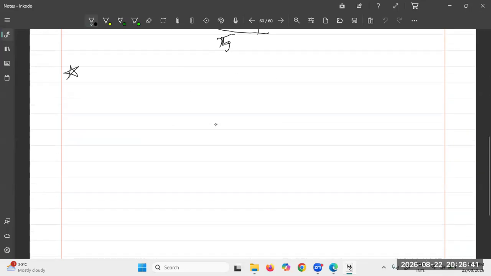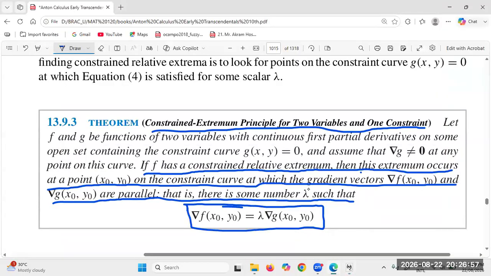So another problem is, I'm taking a problem from the exercises. So, examples.